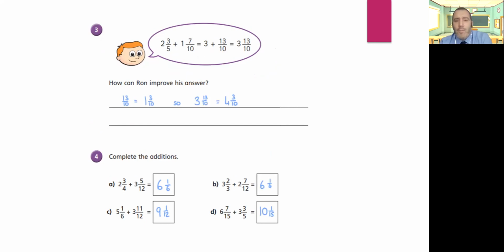Completing the additions, this time you need to find the smallest form of that fraction. Again, whether you've taken the whole numbers out and added them together first and then just focused on the fractions, or whether you've converted it to improper fractions all the way through, whichever method works best for you is fine, so long as you get the right answer. So again, if the answers come out wrong, maybe go back and look at a different method, or take one of these questions back with you and work it through with the model on the screen.